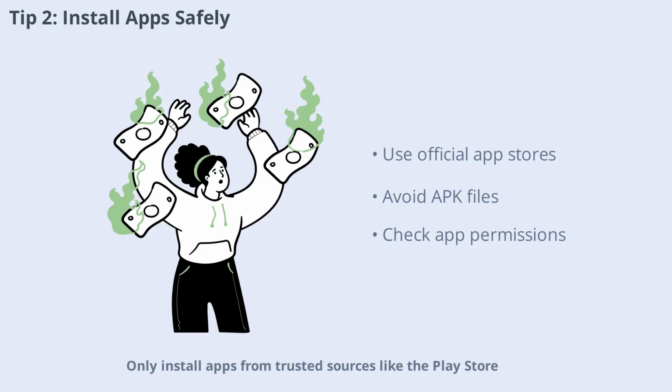Only install apps from trusted sources like the Play Store. Avoid downloading APK files or apps from unknown websites, as these are common ways for malware to enter your device. Always check app reviews and permissions before installing.